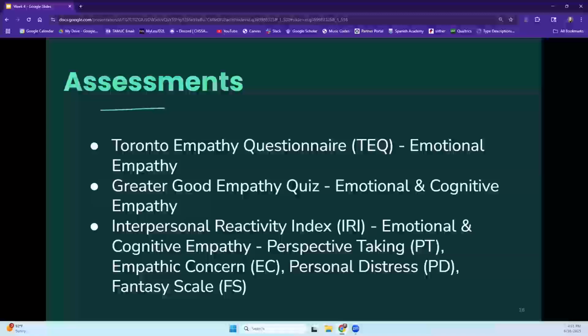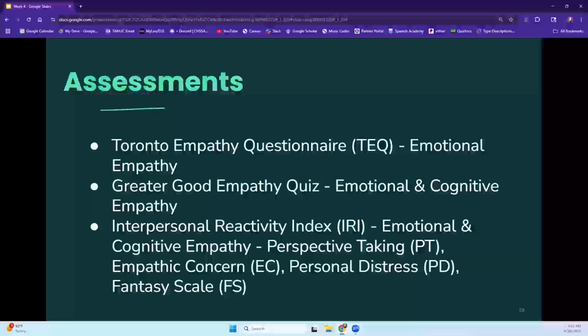Now, if you took the Greater Good Empathy Quiz, that one was a little more informal. It was built on other assessments like the IRI and the TEQ. So it kind of merged all the psychological research into one. And that one looked at not just how you recognize emotions, but how you respond to other emotions. So it was looking at both emotional empathy and cognitive empathy, understanding what others are feeling and sharing in that emotion. So assessing those 2 things.